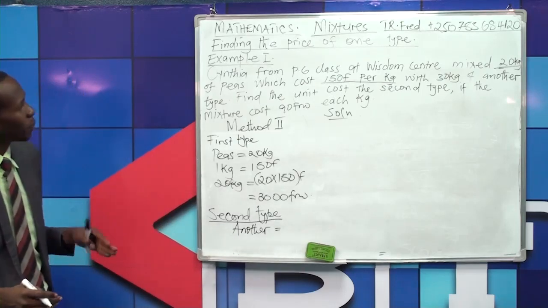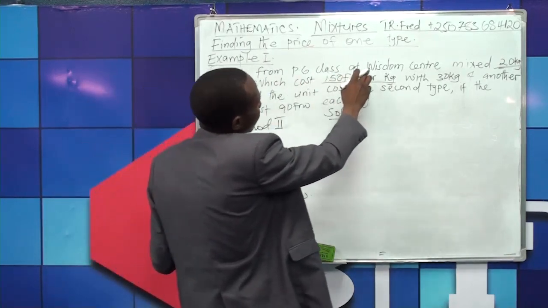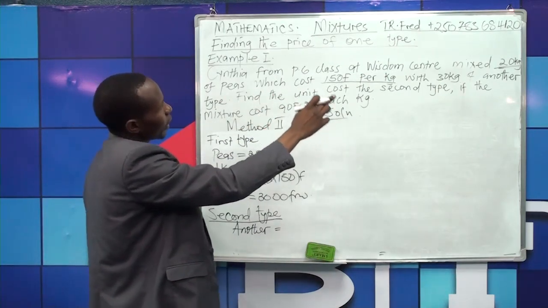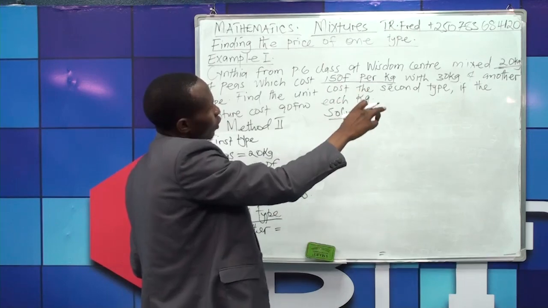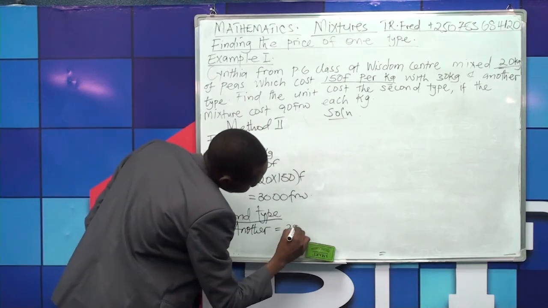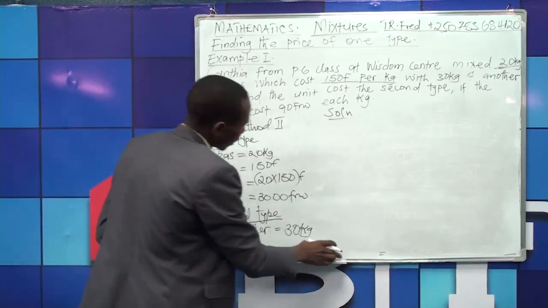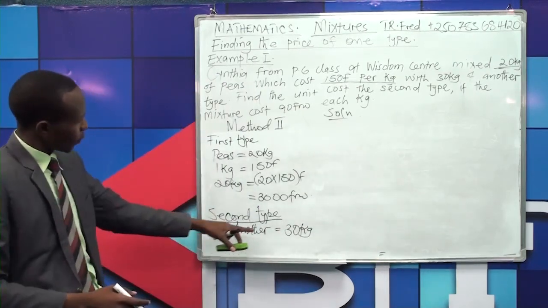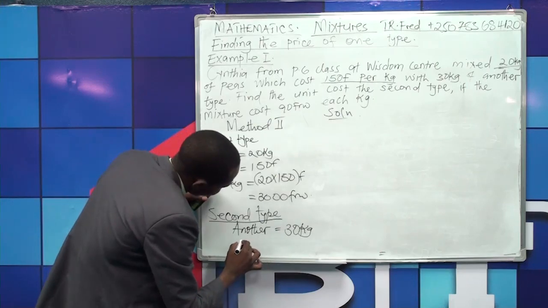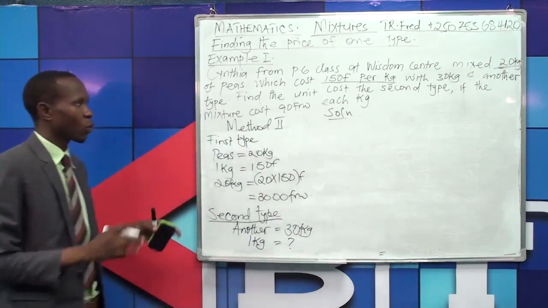How many kilograms did these people mix up? You'll find out that the question said the pupils from primary 6 at Wisdom Center mixed 20 kilograms of peas, which cost 150 francs per kilo, with 30 kilograms of the other type. So the other type had 30 kilograms. That was the second type. Then we shall continue and say, the third type was costing this. Had they given us any amount? No. If this is 30 kilograms, how much were they selling 1 kilogram? Do we know it? No, it is what they want us to work out.